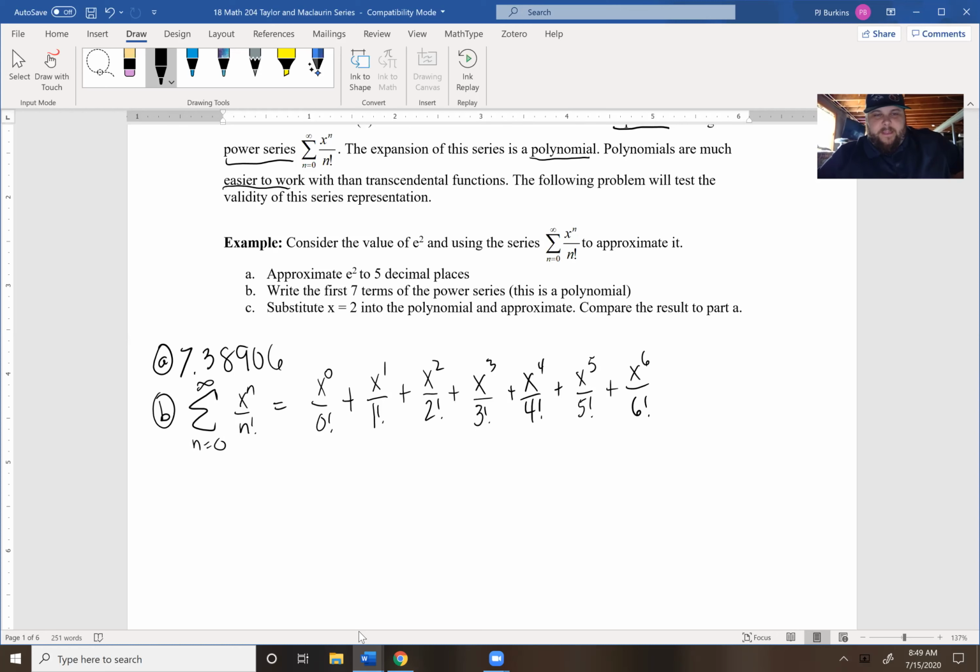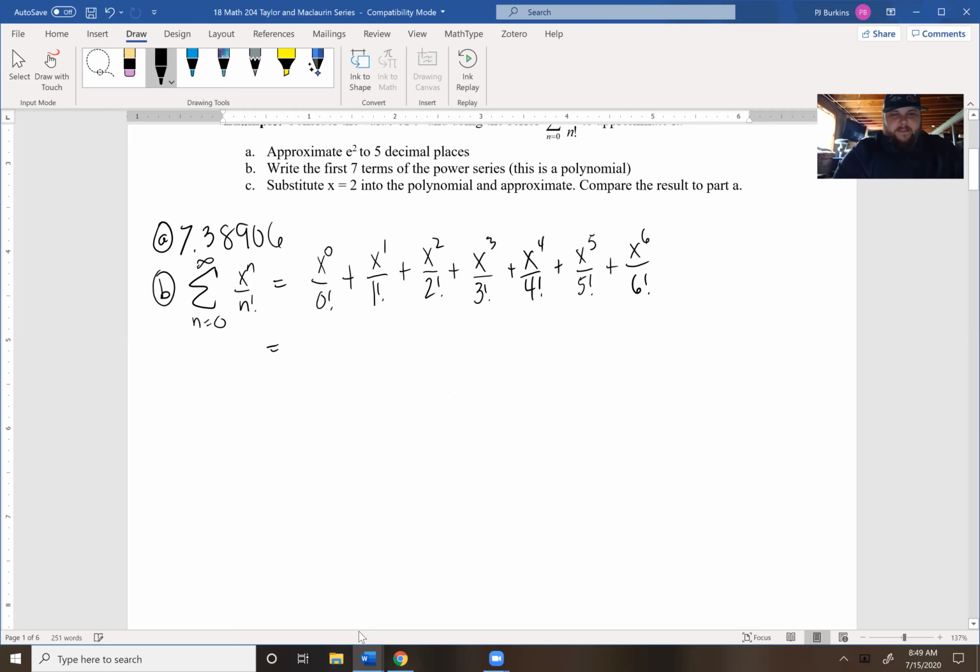Then it says, now substitute x equals 2 into that polynomial and then approximate the number. So first, let's rewrite this. x to the 0 is 1, and so is 0 factorial. I don't think we went over that when we reviewed factorials, and I don't remember the proof off the top of my head. But in order for the definition of factorial to work, 0 factorial has to be 1. So this whole first term is just 1.